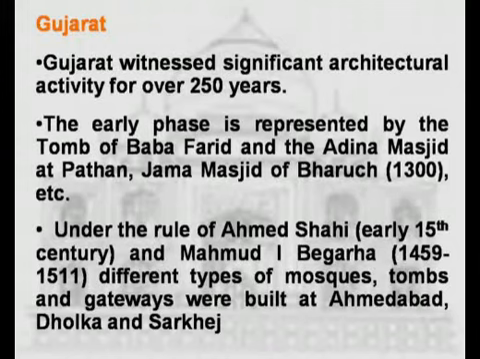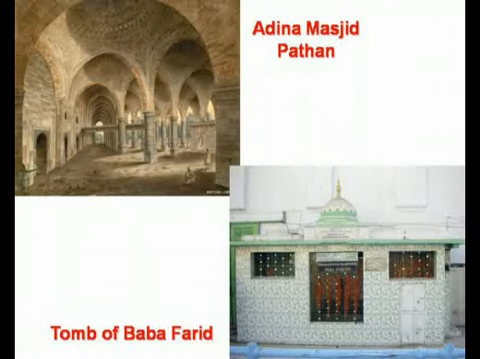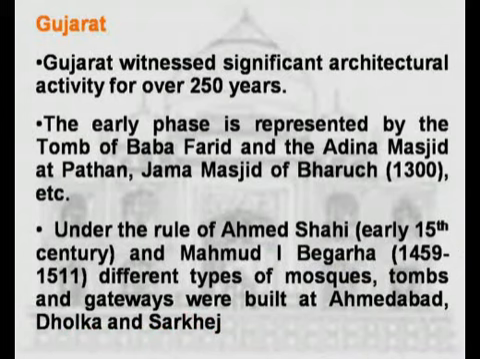The early phase of architecture belonging to the 14th century is represented by the tomb of Baba Farid and Adina Masjid at Patan, Jama Masjid of Bharuch, and so on. Under the rule of Ahmad Shah and Mahmud I, different types of mosques, tombs, and gateways were built at Ahmedabad, Dholka, and Sarkhej.